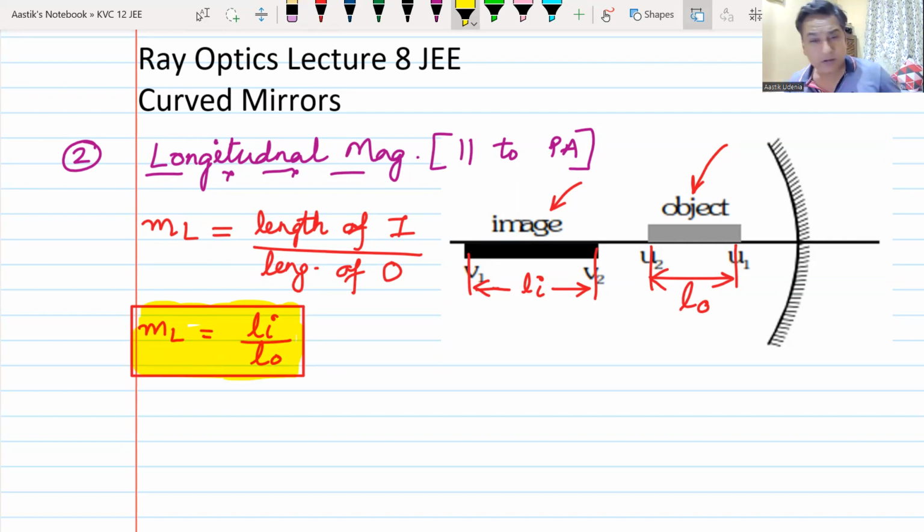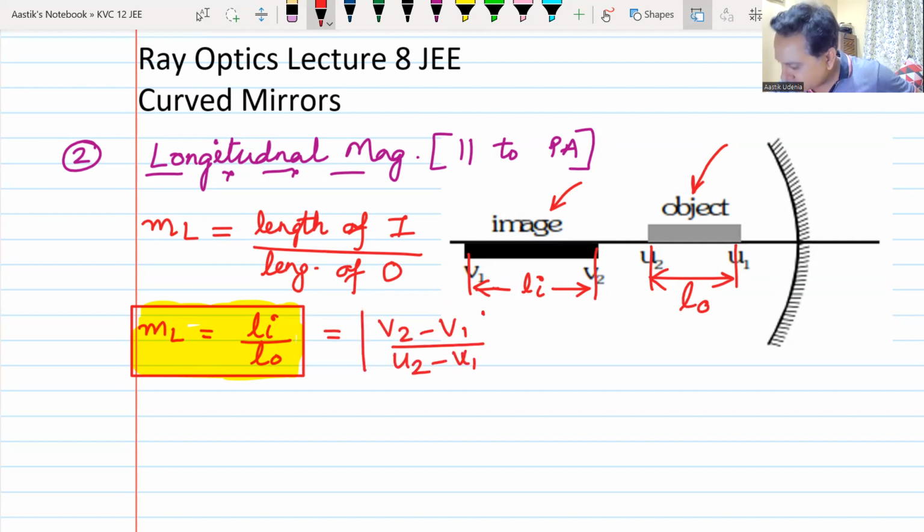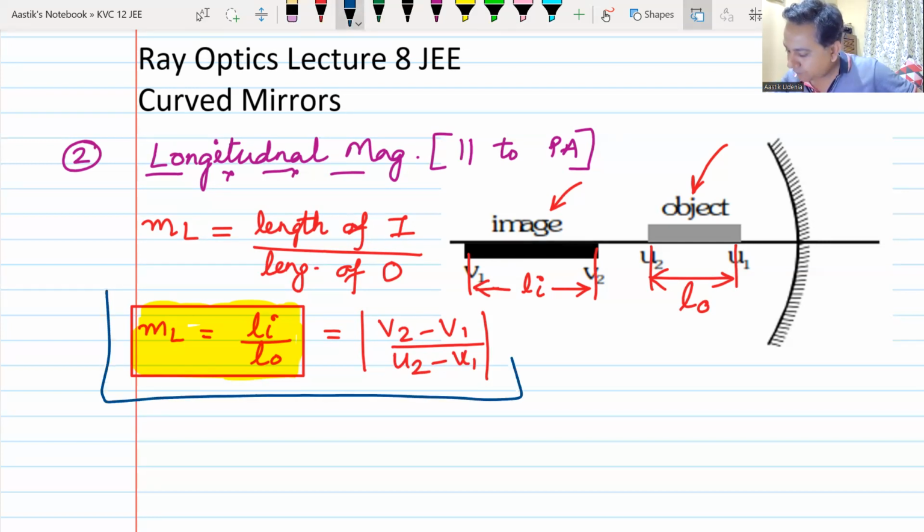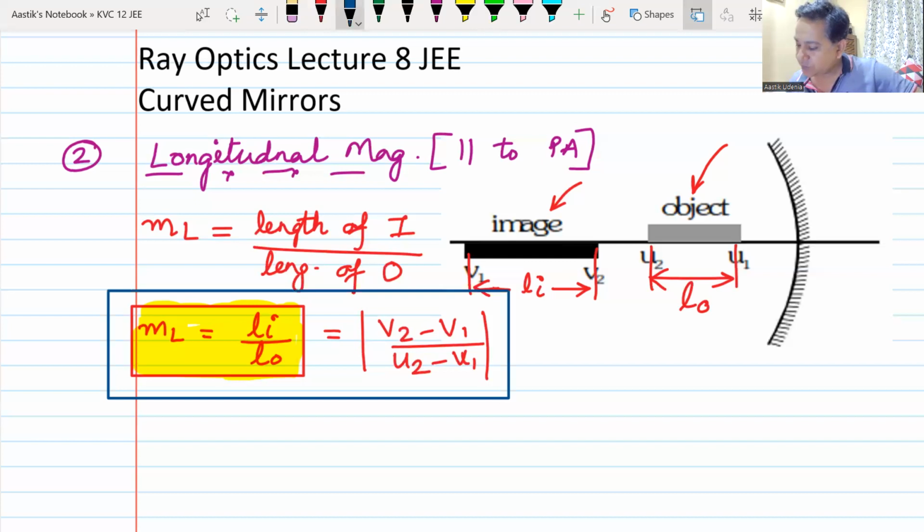Now, how do I find the value of LI? I can find it out by subtracting V2 from V1 or V1 from V2. Whatever I write, I can take the absolute sign. So I can write it like this, V2 minus V1 upon U2 minus U1, and I can take the modulus or the magnitude of this. This would become my formula for longitudinal magnification. Do we understand this? Yes or no?